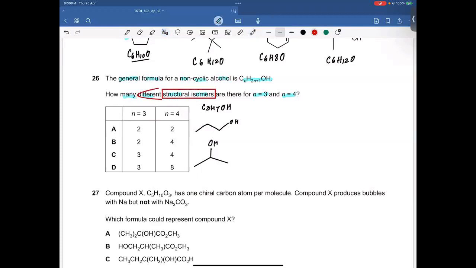All right. So when we put 4 in this formula, I'll get what? I'll get C4H9OH. So the first, my first is 1, 2, 3, 4. This one, that is butan-1-ol. That's going to be butan-2-ol.